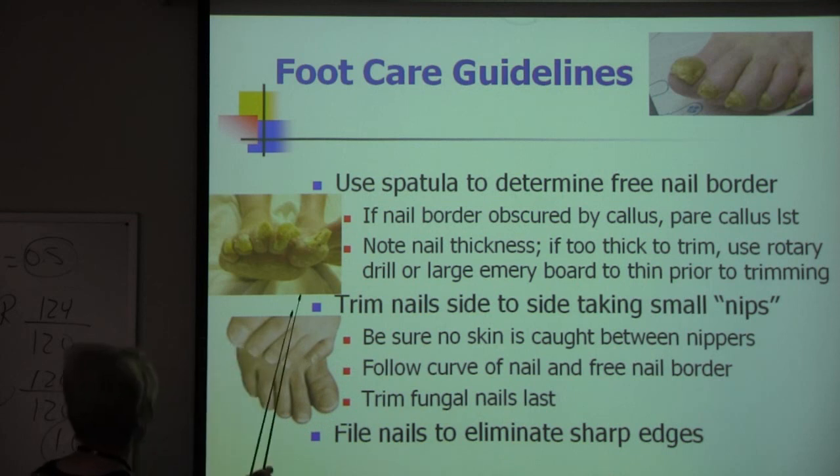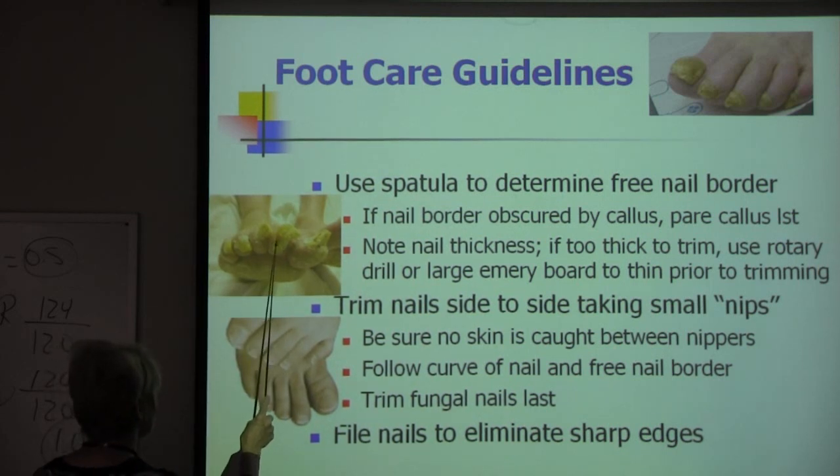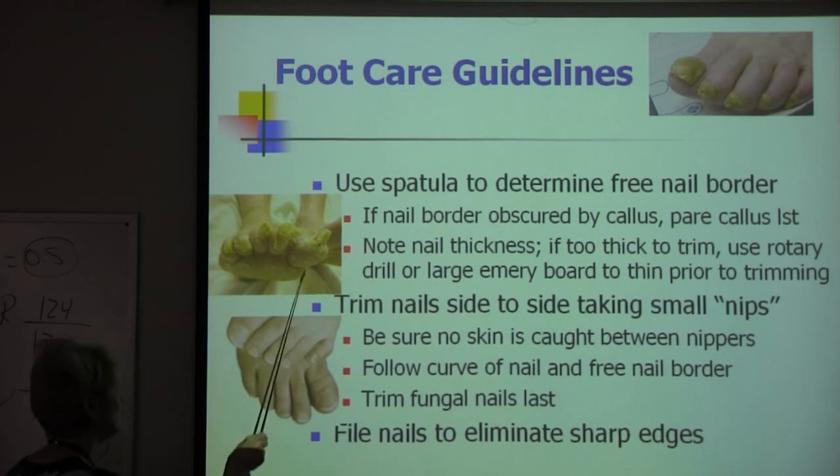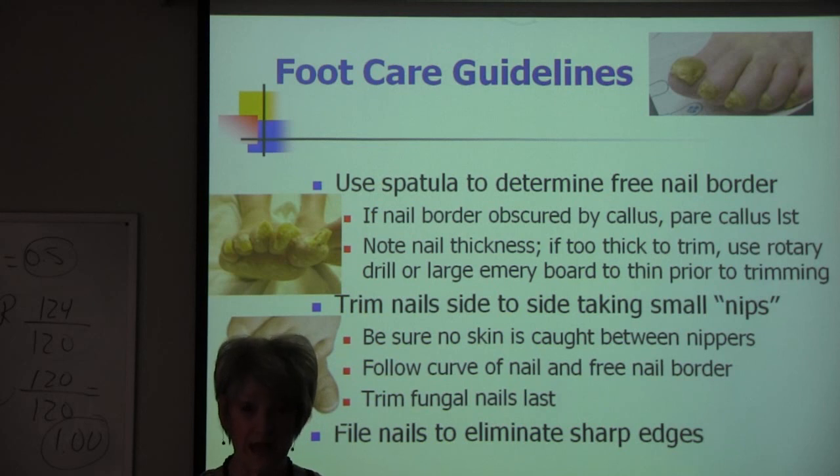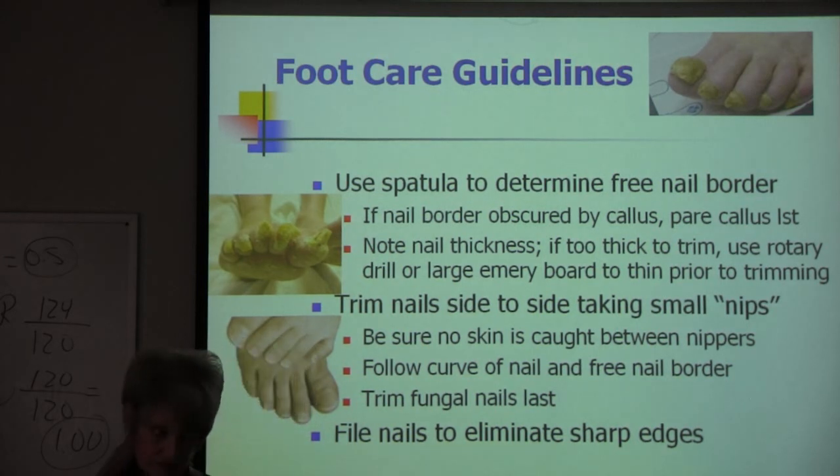But sometimes you'll have what you see here. You'll have very thick callus formation running right up to the edge of the nail. And it's hard to tell where the nail ends and the skin begins. If there's callus, you always have to pare the callus first, so that you can clearly identify your free nail border. We never start clipping until we know exactly where our free nail border is. If callus obscures the free nail border, you begin by taking down the callus.